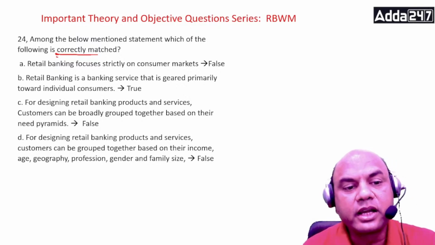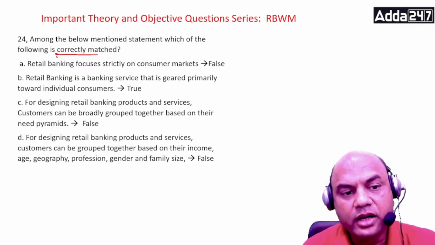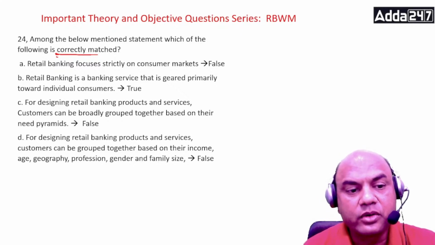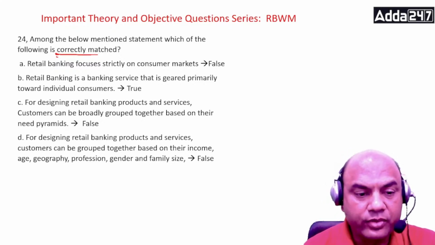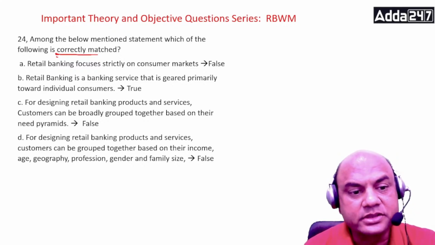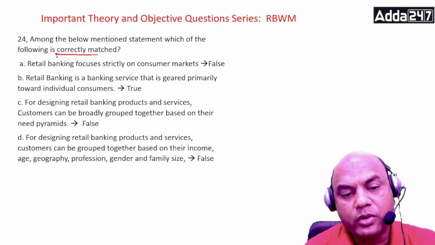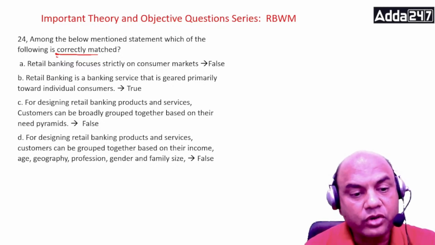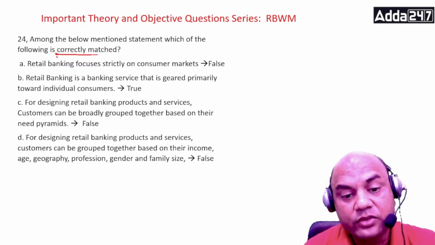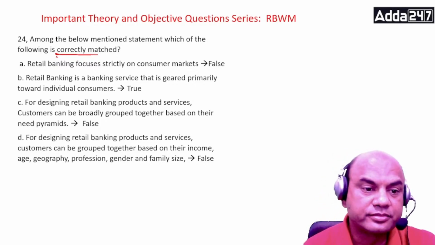Correctly matched. Retail banking focuses strictly on consumer markets. False. Retail banking is a service that is geared primarily towards individual consumers. True. For designing retail banking products and services, customers can broadly be grouped together based on their need pyramids. False. For designing retail banking products and services, customers can be grouped together based on their income, age, geography, profession, gender, and family size. That is false. So now you want correctly matched. Which one is correctly matched?